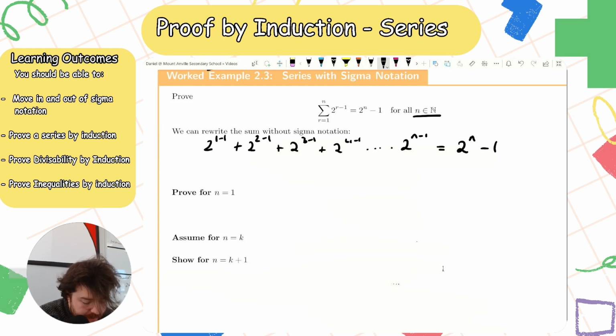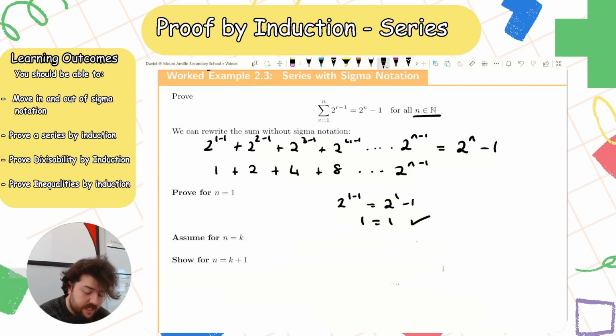2 to the 1 minus 1 is 2 to the 0, so it'll be 1. This will be 2, 4, 8, up to 2 to the n minus 1. So prove true for n equals 1. When n equals 1, I get 2 to the 1 minus 1 is equal to 2 to the 1 minus 1. 1 equals 1. Ding, ding, ding. That's true.